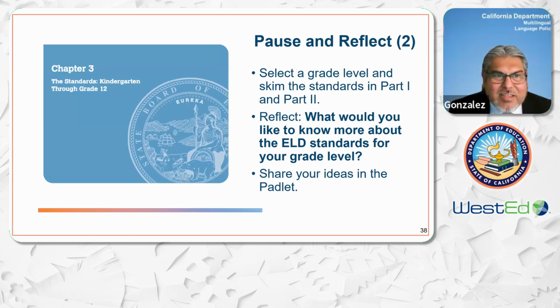All right, another time to pause and reflect. So we'll take some time to pause and reflect regarding chapter 3, the standards. Select a grade level and skim the standards in part 1 and part 2. So actually start looking at what are those standards in part 1, how many are there, what are they, what do they say for each of the proficiency levels. So do that for part 1 and part 2.